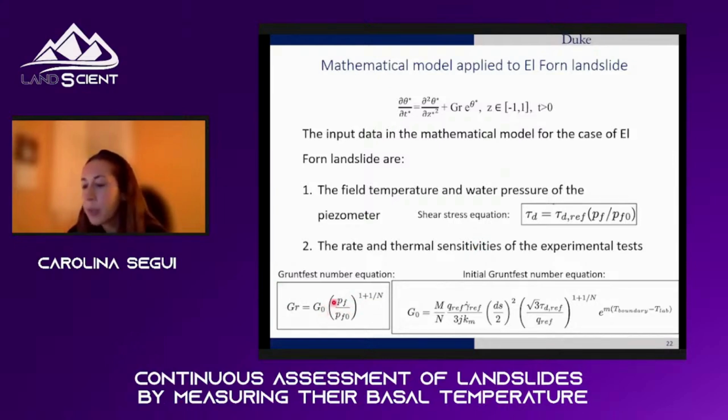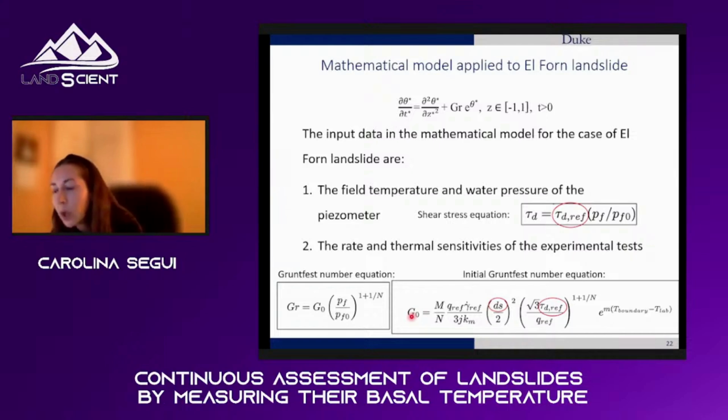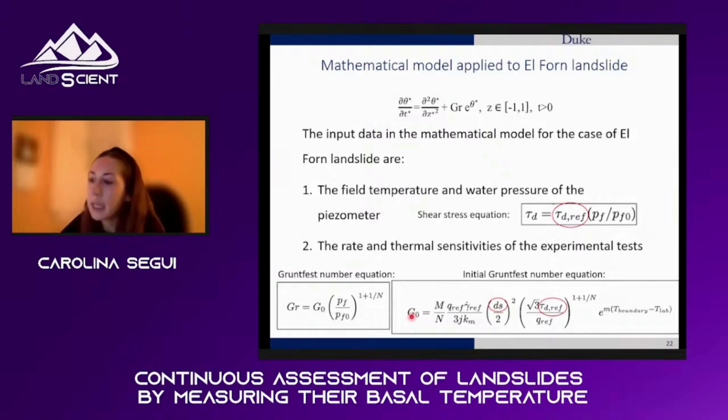This is a bit different because we have here the initial Grunfest number equation, okay? Because for each case, you always have lacks of different data. And for this field case, what we lack is the reference shear stress, even though we can have a range of values due to the depth of the shear band and the material that we have above the shear band. And then we also don't know exactly the thickness of the shear band, but we have a range of values because of the SEM test that we performed, which is less than half a meter.